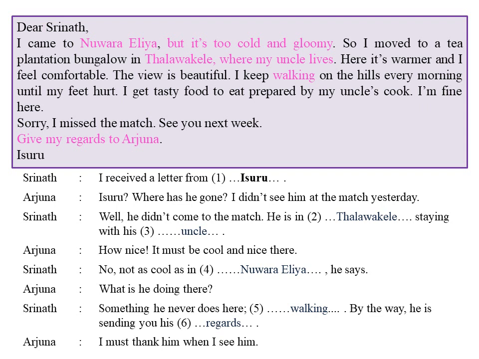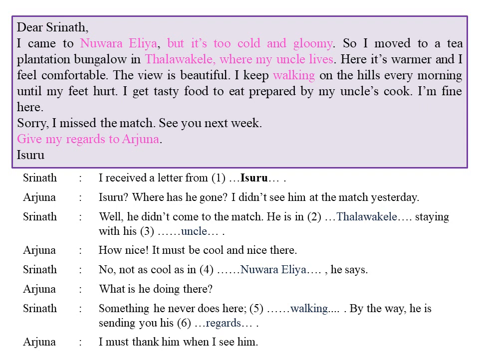As both blanks come in one sentence, it's easier for us to find the missing words for each. Srinath's friend Arjuna asks where Isuru has gone. As a reply, Srinath says these words. So, what should be the two words? Look at the second sentence of the letter. We can get the two answers by reading that sentence. Isuru says that he lives in Thalawakale where his uncle lives. So, it's clear for the second blank we had to write Thalawakale, and for the third we had to write uncle.